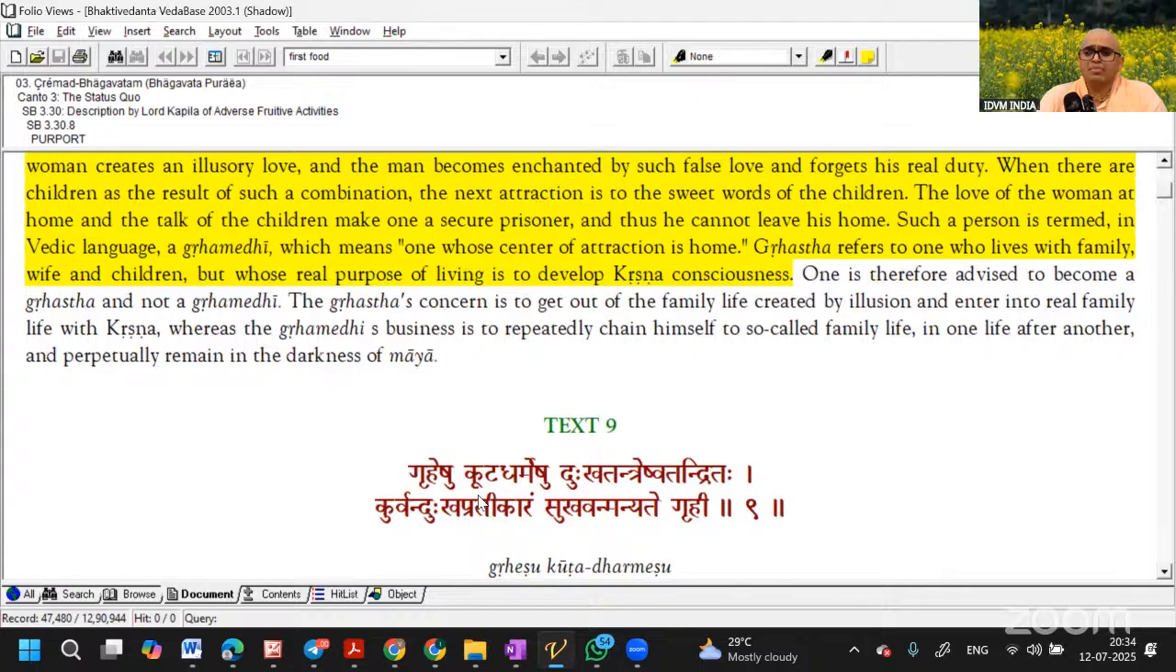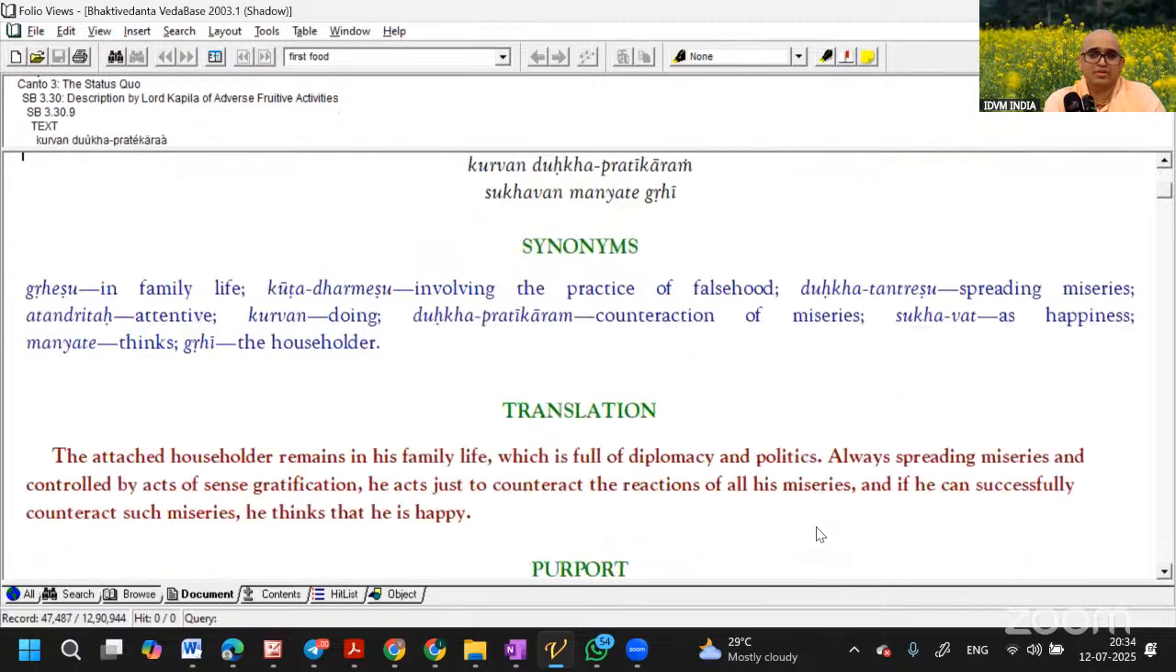Gruheshu kuta dharmeshu dukkha tantre svatantritaha, kurvan dukkha pratikaram sukhavan manyate gruhi. The attached householder remains in his family life, which is full of diplomacy and politics, always spreading miseries and controlled by acts of sense gratification. He acts just to counteract the reactions of all his miseries. And if he can successfully counteract such miseries, he thinks that he is happy, successful.